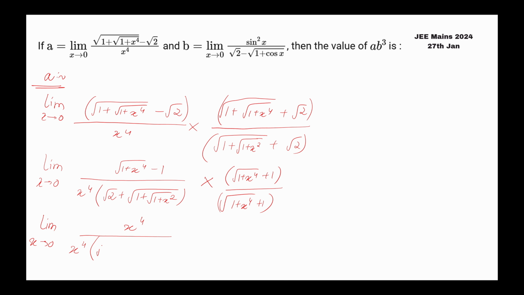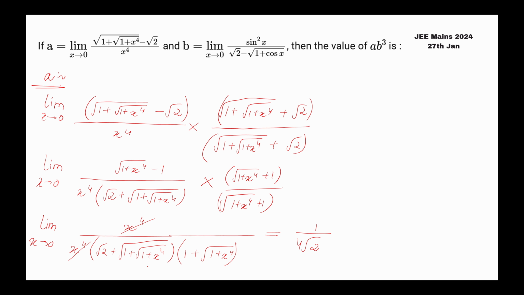Below I have x to the power 4 root 2 plus root under 1 plus x square into 1 plus root under 1 plus x to the power 4. Sorry, this is not square here. This is to the power 4. So x to the power 4 simply gets cancelled out, and if I put x equals 0 in this equation, what do we get? A value to be 1 by 4 root 2.